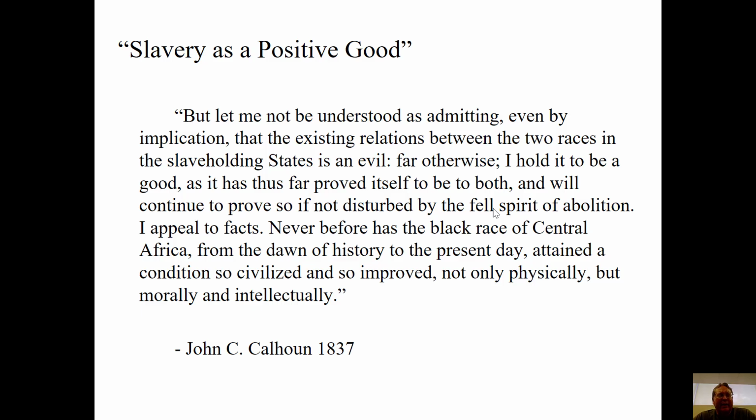And Calhoun goes on here to say this. "I appeal to facts. Never before has the black race of Central Africa, from the dawn of history to the present day, attained a condition so civilized and so improved, not only physically, but morally and intellectually." So Calhoun is even going farther here. He's saying, look, back home in Africa, African Americans wouldn't have had it as good. By bringing them here to the United States, we've exposed them to our civilization, our politics, our culture, and we've done well for them. Physically, they're bigger and stronger and healthier than they would be back home in Africa, and they're better morally and intellectually because they've been exposed to our culture.